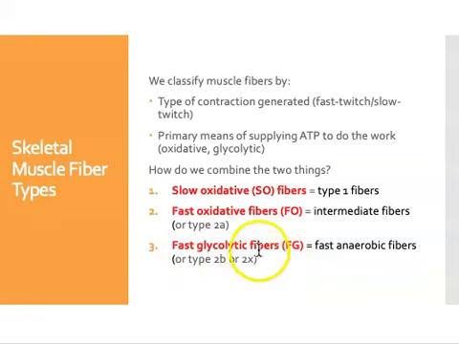Now you'll also see them called type 2X in some source materials. I have seen 2B used more often. So type 1, type 2A, type 2B. Slow twitch, oxidative. Fast twitch, oxidative. Fast twitch, glycolytic. Three combinations of traits that you can find in different muscle fibers.